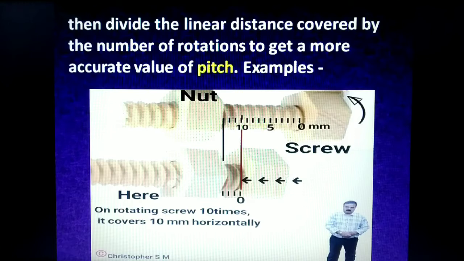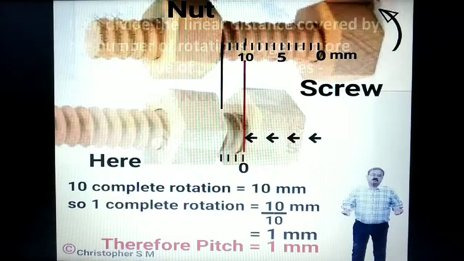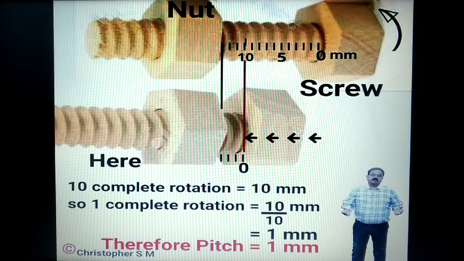Example, look at the figure below. The screw is rotated in the nut 10 times and it covers 10 mm horizontally. Here we see 10 complete rotations is equal to 10 mm. So one complete rotation will be 10 mm divided by 10, that is 1 mm. Therefore pitch here is 1 mm.